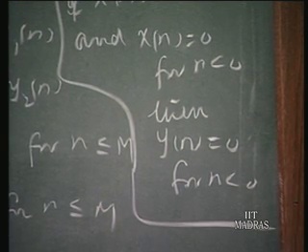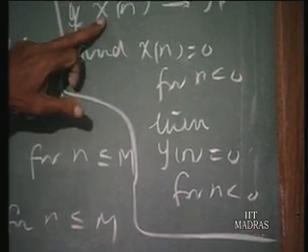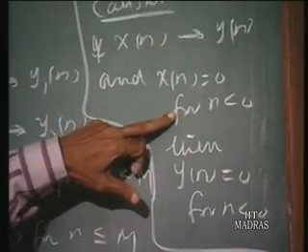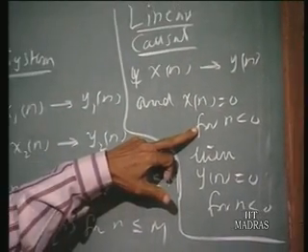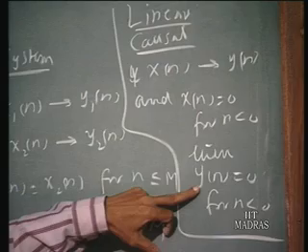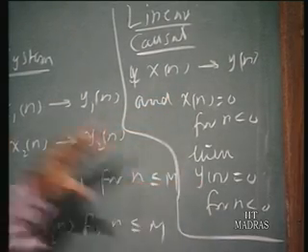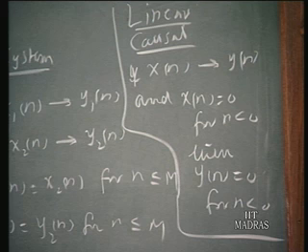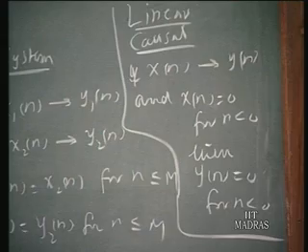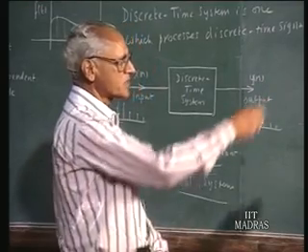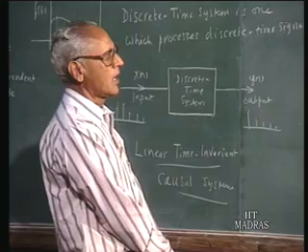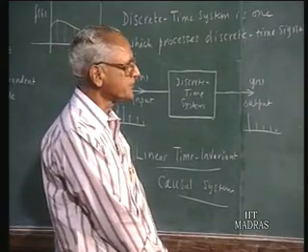That is, you are applying an input x[n] which is 0 for n less than 0. Then the output must also be 0 as long as the input is not applied. That means any output can come after the input is applied, not before that. All this is very similar to what we have discussed in the case of continuous systems. Now we have put these properties in terms of the notation applicable to discrete time signals.